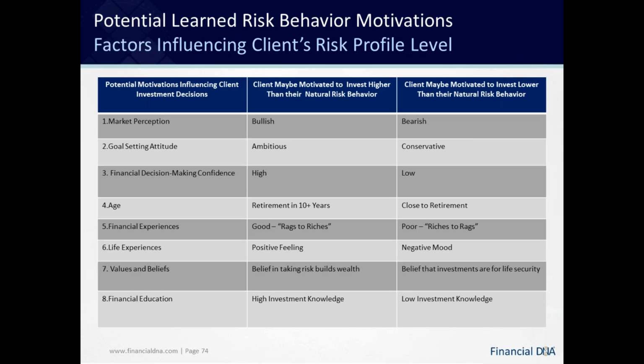And this table here is just looking at how you would adapt the portfolio based on a number of the learned behavior or subjective factors that might need to be taken into account. So someone's perception of the markets can be important. If someone's got a bullish perception of the market, they may be motivated to invest higher than their natural risk behavior. And what I'm really drawing in here is that when clients are investing above or below their natural risk levels, then you as the advisor need to be very careful, because there could be more emotional management required with the client.